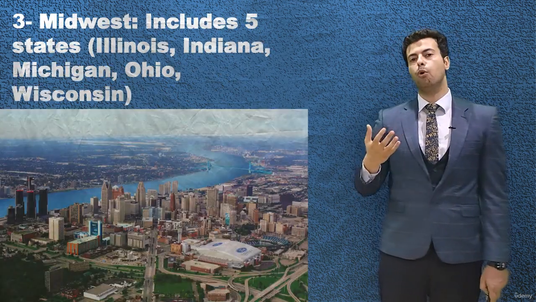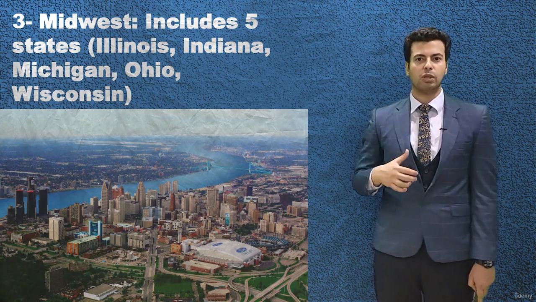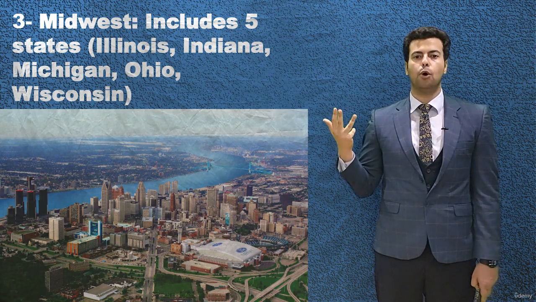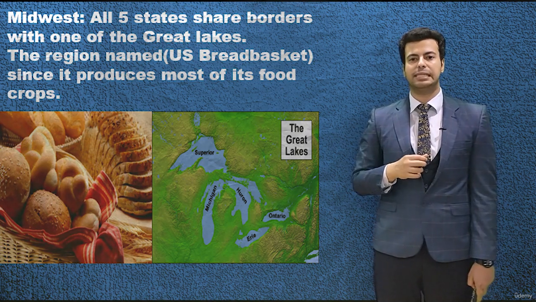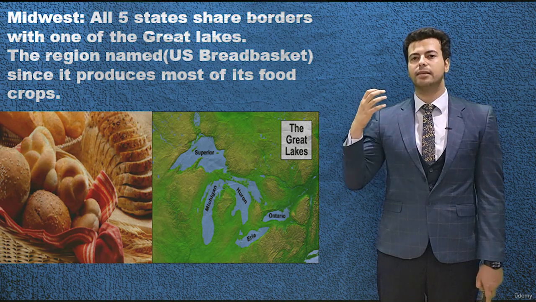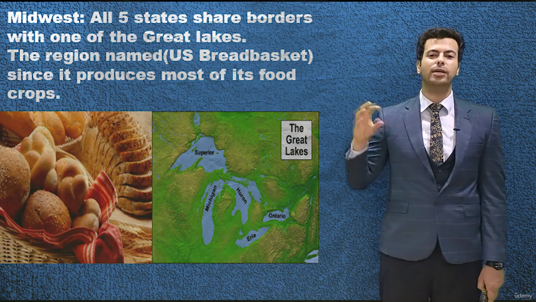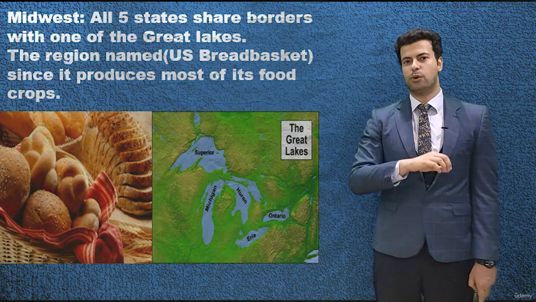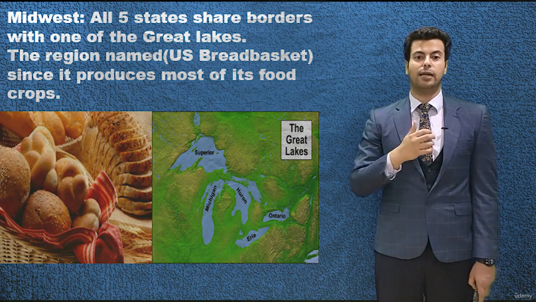Now, moving to the third important subregion, it's the Midwest. The Midwest includes 5 states: Illinois, Indiana, Michigan, Ohio, and Wisconsin. Some of the features about the Midwest: it has all 5 states, and these 5 states, not just ordinary states, share borders with one of the Great Lakes. The Great Lakes. Yes, we are going to study what the Great Lakes are and the significance of the Great Lakes later on in this video.